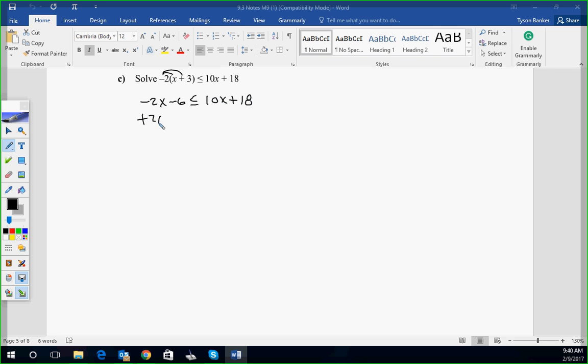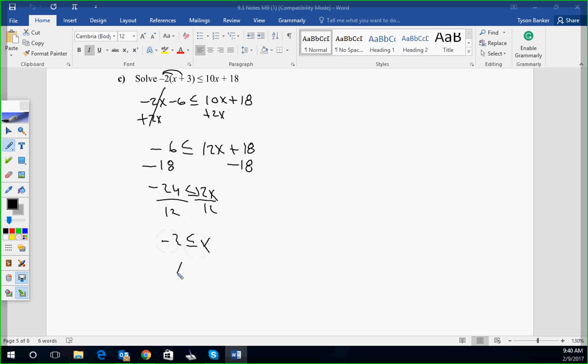We'll add the 2x over. Minus the 18 over. Divide the 12. Either of those work. Negative 2 less than or equal to x, or x greater than or equal to negative 2.